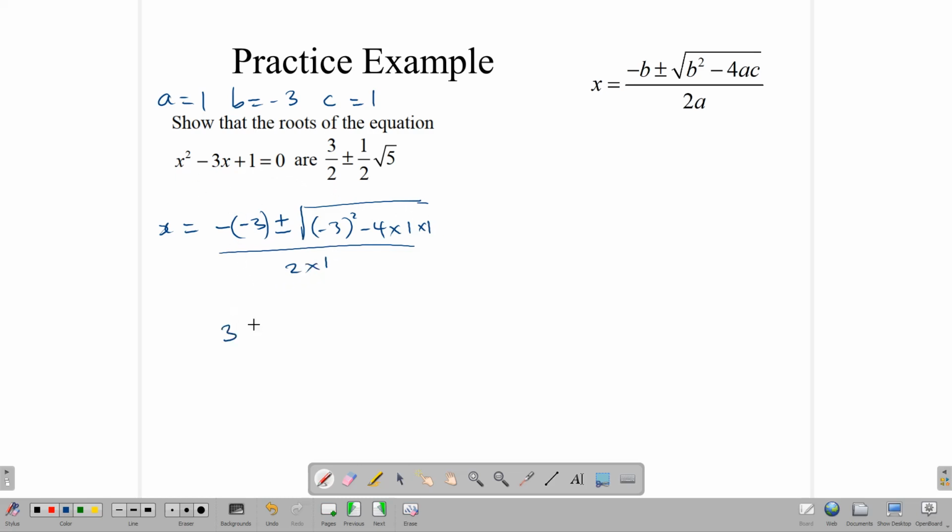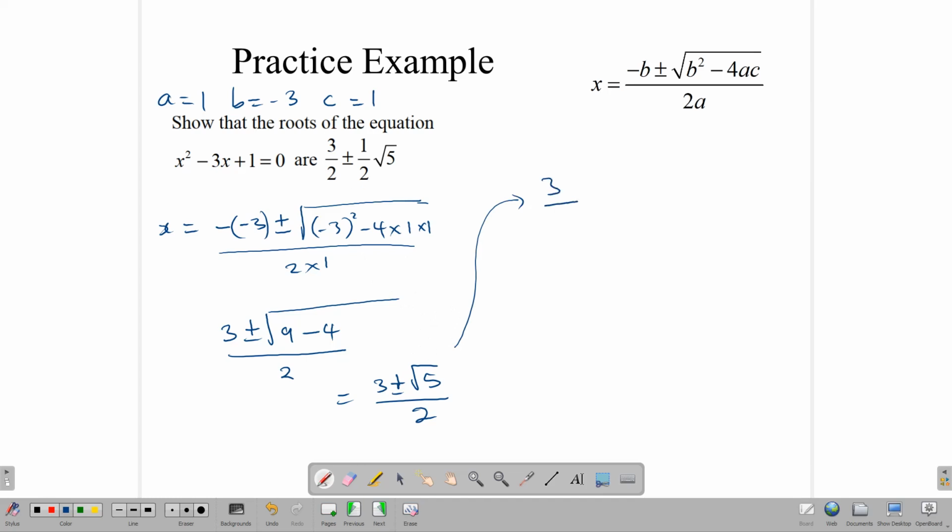So here we have 3 plus or minus the square root of 9 take away 4 over 2, and that of course gives us 3 plus or minus the square root of 5 over 2. Now 3 plus or minus the square root of 5 over 2 is the same thing as saying 3 over 2 plus or minus square root of 5 over 2. Just in the same way as 2 plus 1 over 3 is the same thing as 2 over 3 plus 1 over 3.